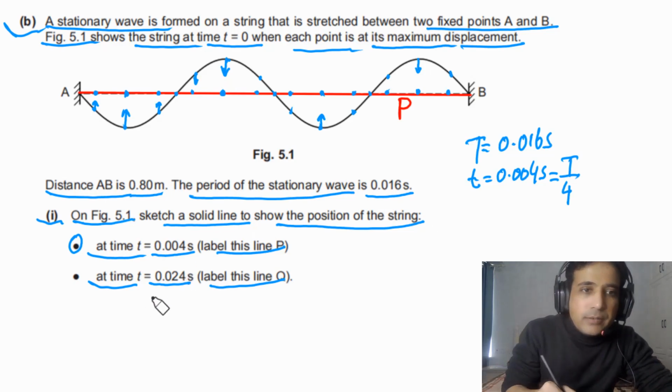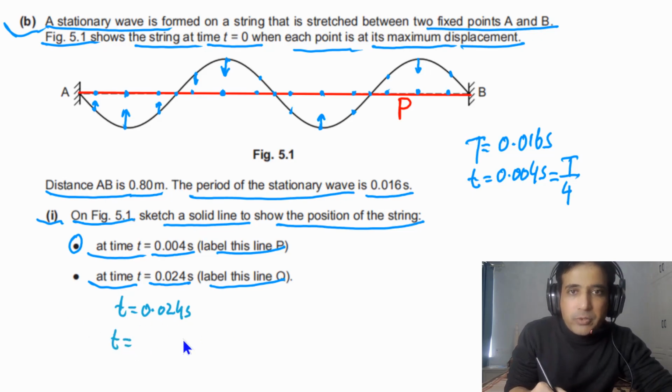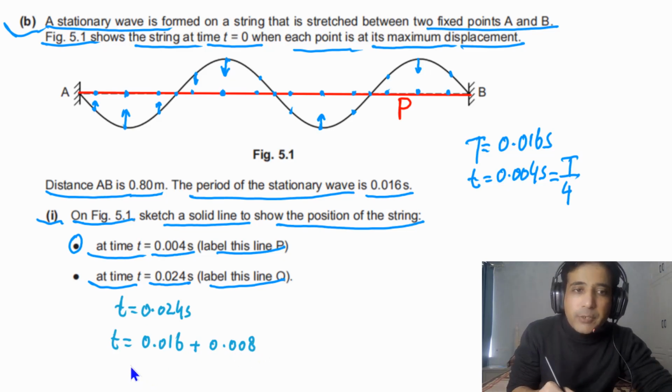This one. Here we need to understand T is given to us. This T is equal to 0.024 seconds. We can write this in terms of time period. Time period is equal to 0.016 plus we have 0.008. So this is T by 2. So we can simply say we have 1T plus we have T by 2. So this is the thing you need to understand.